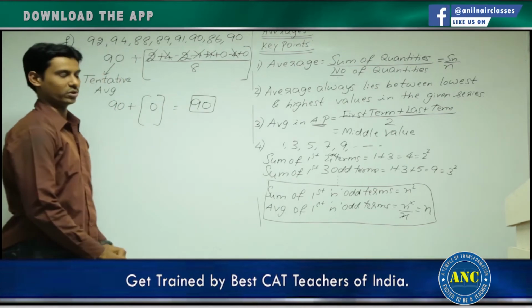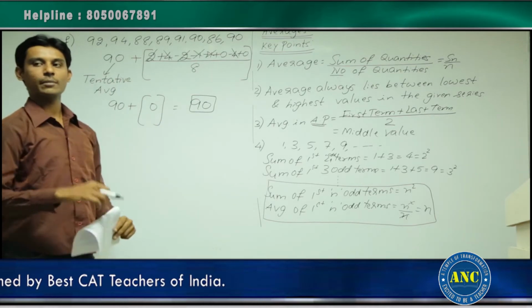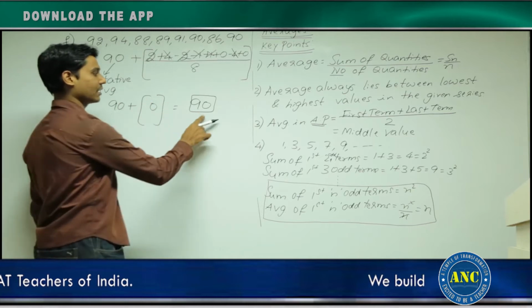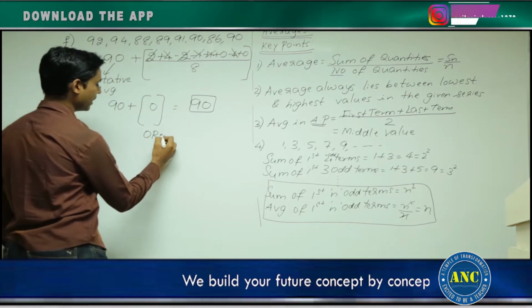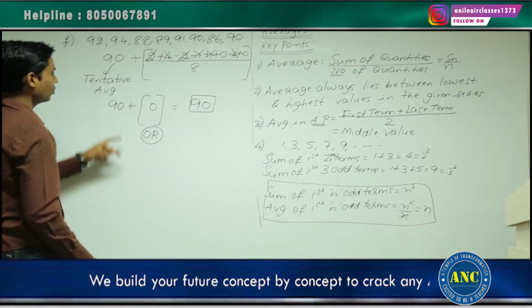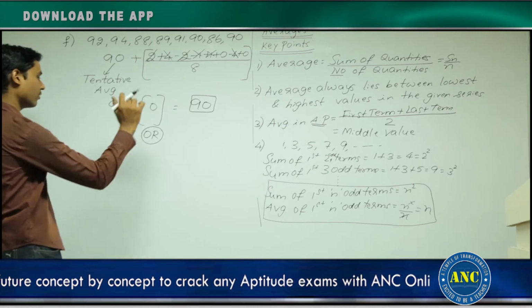You might ask me a doubt. Why are you taking it as 90? What if I take some other value? Will I still get the same answer? Definitely you will get the same answer. See here. You can also solve by any other number whatever you wish to. You need not assume the tentative average as 90 itself. You take whatever value you want.